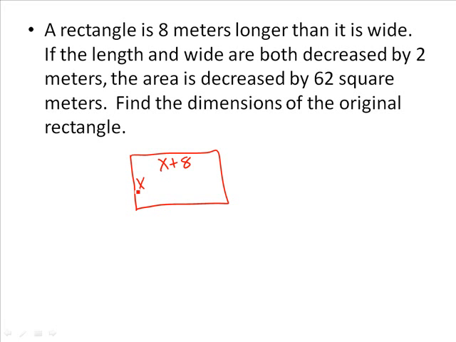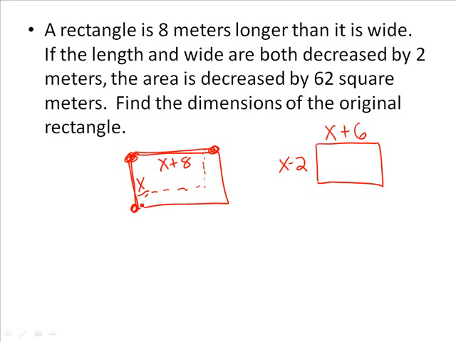If the length and width are both decreased by 2, so we're taking the same shape and making it smaller, shrinking this by 2 and shrinking this by 2. So now if I have x, and I'm shrinking it by 2, it's going to be x minus 2. And if I have x plus 8 and I'm shrinking it by 2, that's going to be x plus 8 minus 2, which is x plus 6. So there's our new smaller rectangle. What it's telling us is that the change in area, which would be represented by that amount, that whole change in area that got cut off, was 62 square meters.